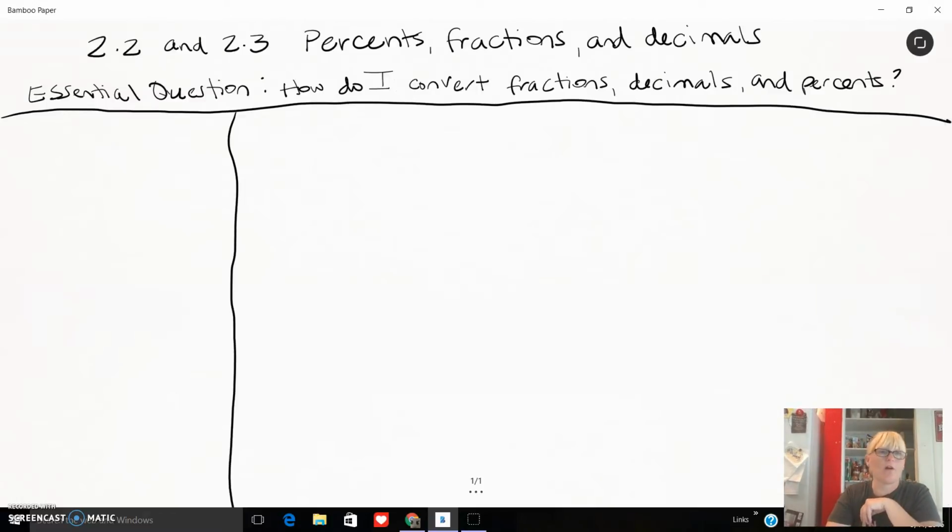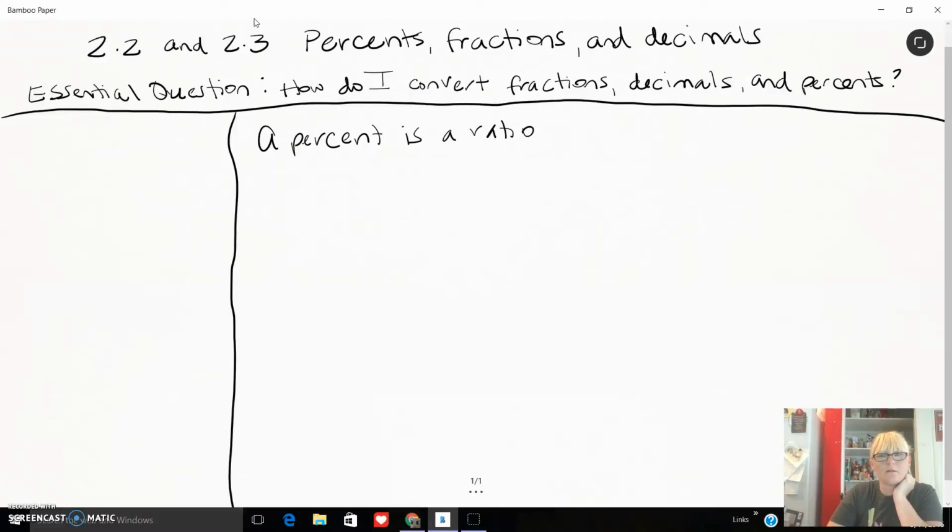Today we're going to work on 2.2 and 2.3, turning percents, fractions, and decimals and converting them into each other. You only have one vocabulary word, and that's percent. A percent is a ratio that compares a number to 100.